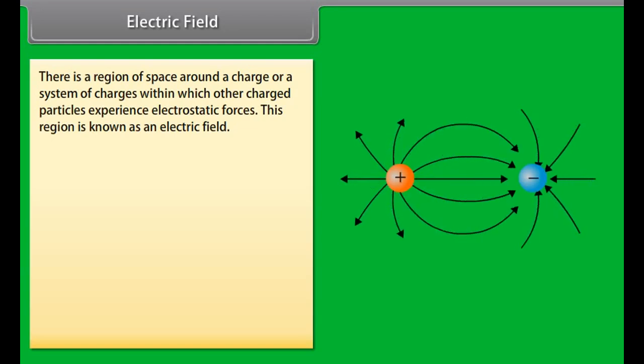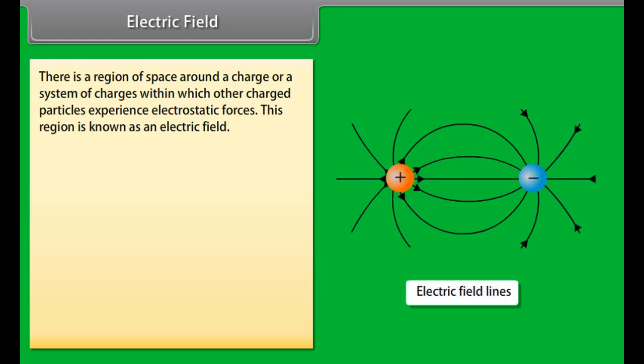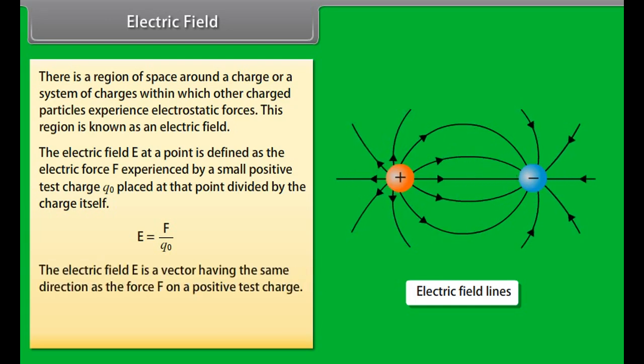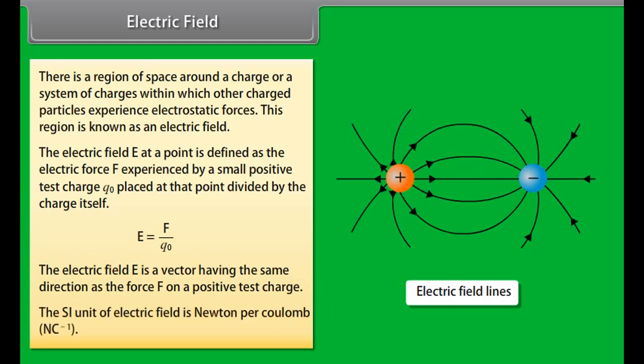Electric field. There is a region of space around a charge or a system of charges within which other charged particles experience electrostatic forces. This region is known as an electric field. The electric field E at a point is defined as the electric force F experienced by a small positive test charge Q naught, placed at that point, divided by the charge itself. E = F / Q naught. The electric field E is a vector having the same direction as the force F on a positive test charge. The SI unit of electric field is Newton per Coulomb.